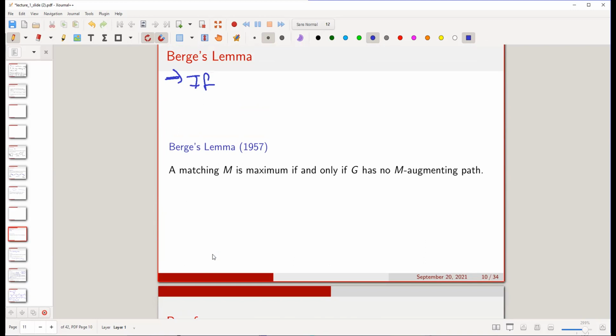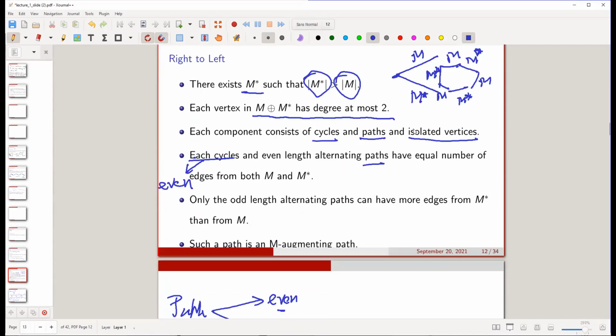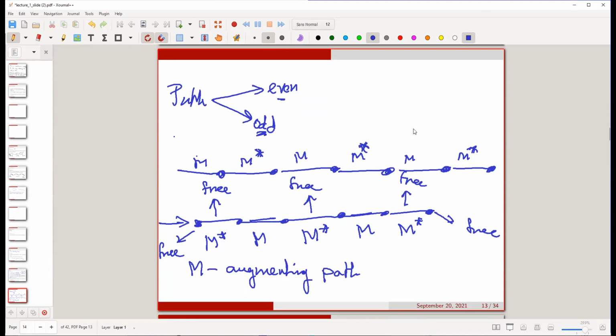Any question about this lemma? If you have some doubt, I can explain some part one more time. So the last vertex is a free vertex because we chose a maximal path. Correct? Where? Maybe you can point it out. Yeah, the last vertex is a free vertex when we showed that it is an augmenting path. Yes. Why is it so?